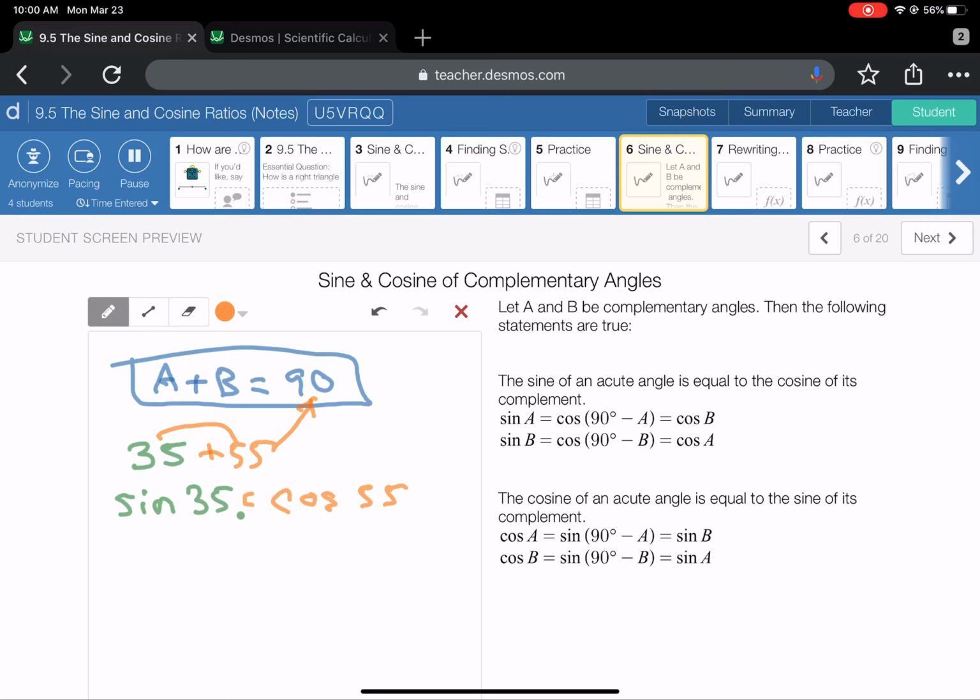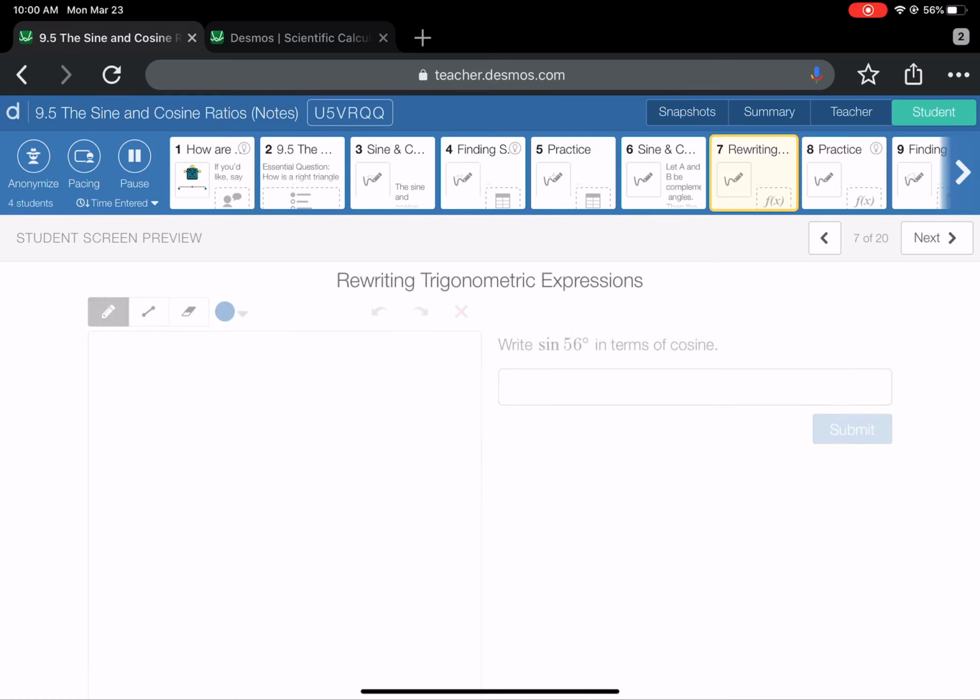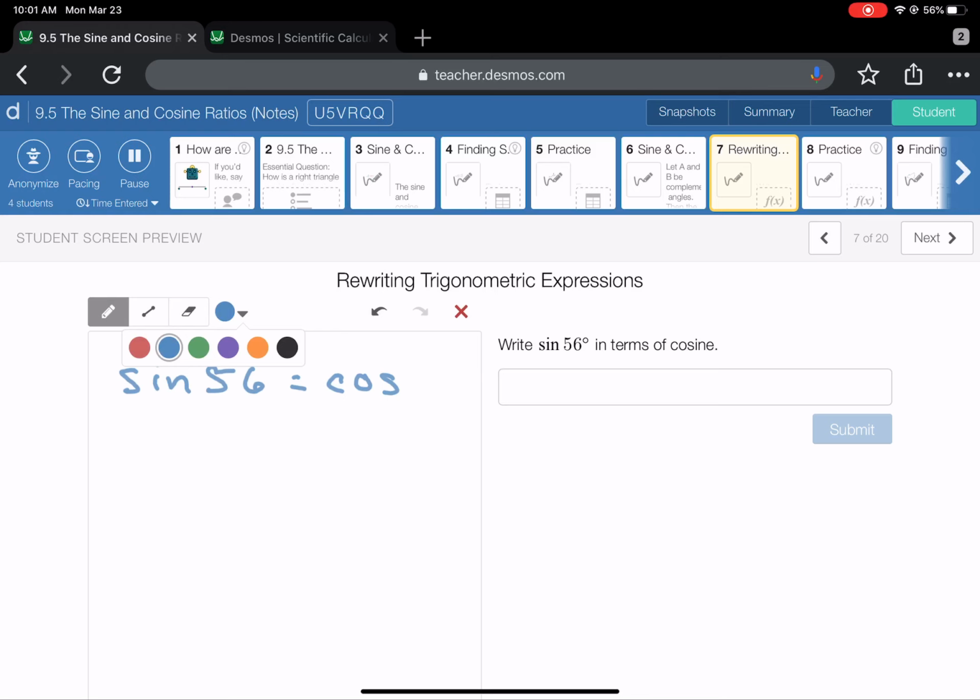Okay, so we're going to do an example on the next screen. The same thing goes for cosine. We can go back and forth. But we're going to go ahead and go here as rewriting this trigonometric expression. So if we have the sine of 56, and it wants us to write this in terms of cosine, sine 56 is going to be equal to the cosine of its complement.